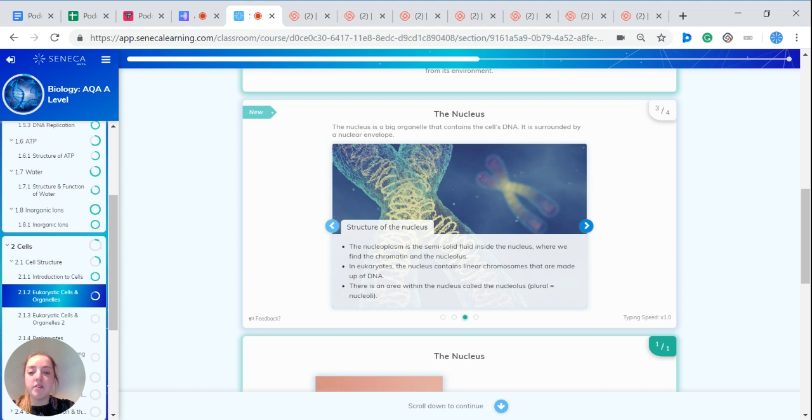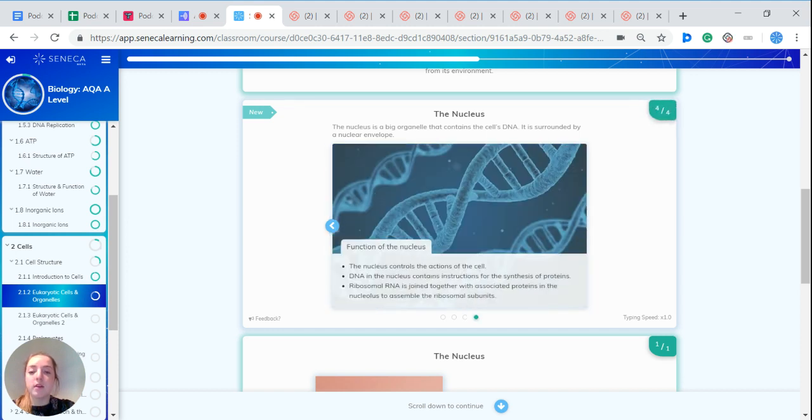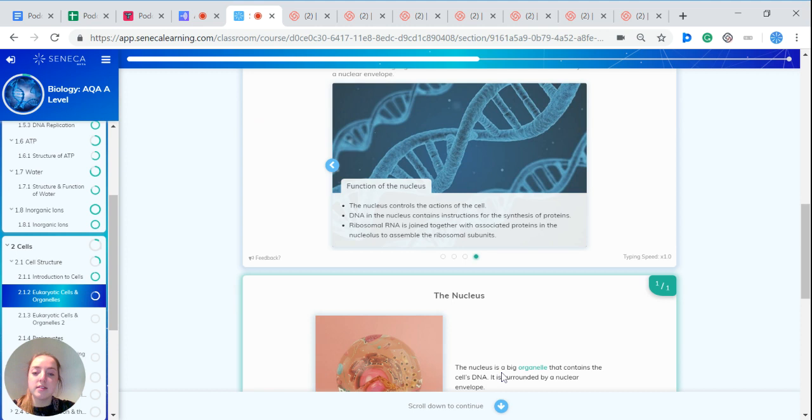In eukaryotes, the nucleus contains linear chromosomes that are made up of DNA. There's an area in the nucleus called the nucleolus, and the plural of this would be nucleoli. The nucleus controls the actions of the cell, and the DNA in the nucleus contains instructions for the synthesis of proteins. Ribosomal RNA is joined together with associated proteins in the nucleolus to assemble ribosomal subunits.